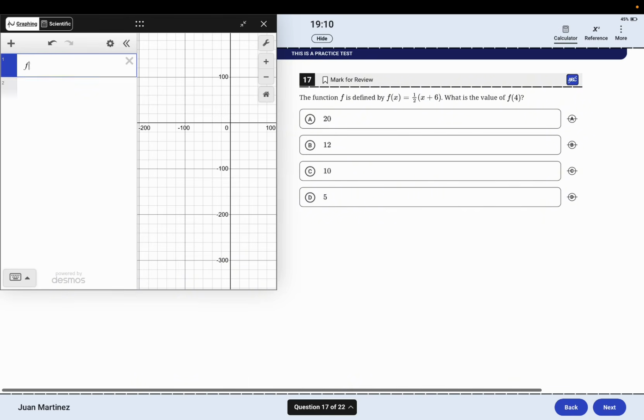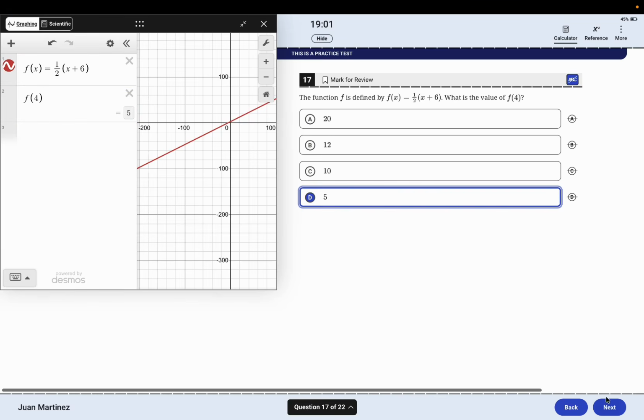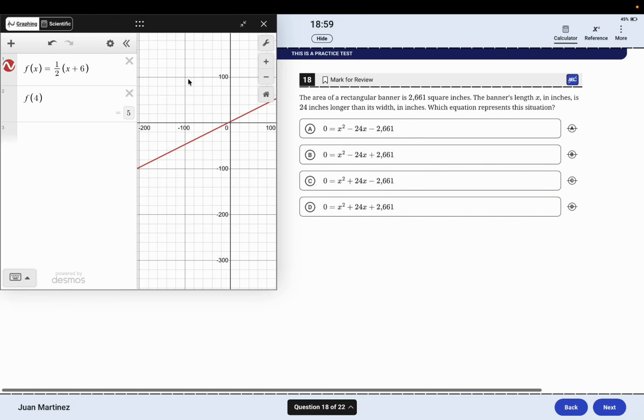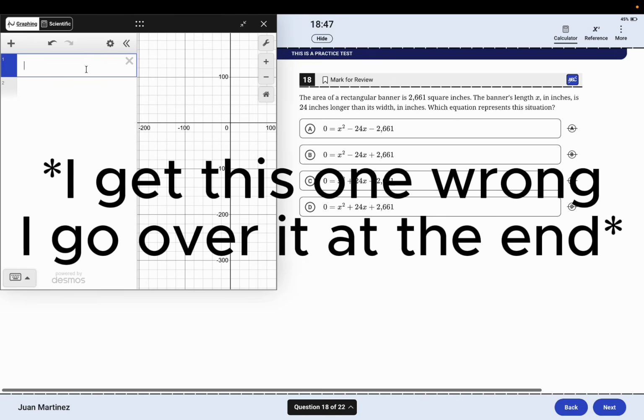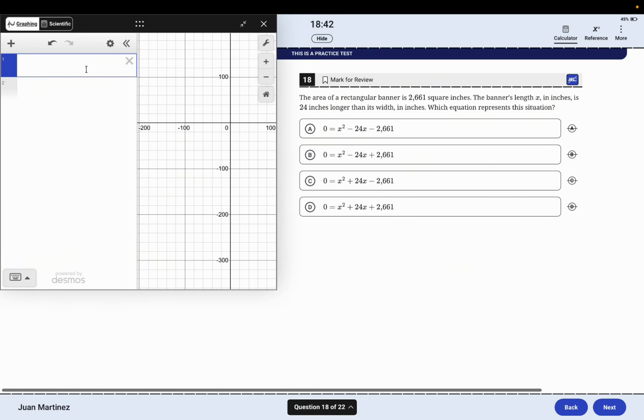Oh, this one's super easy. X plus 6. F of 4. It's 5. So the area of a rectangular banner is 2,661 square inches. The banner length x, in inches, is 24 inches longer than its width in inches. Which equation represents this situation?